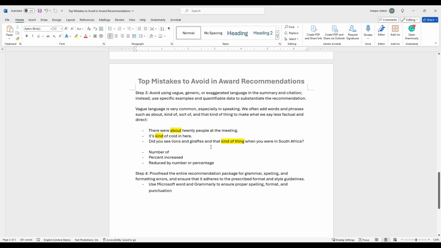Do you see lions and giraffes and all that kind of thing when you were in South Africa, for example? So that kind of thing is that very weak word that you don't want to use. Now we use it in speaking because it was just kind of generalizing, but you don't want to do that. So the member completed audits, travel claims, and that kind of thing. Well, what's that kind of thing, right?